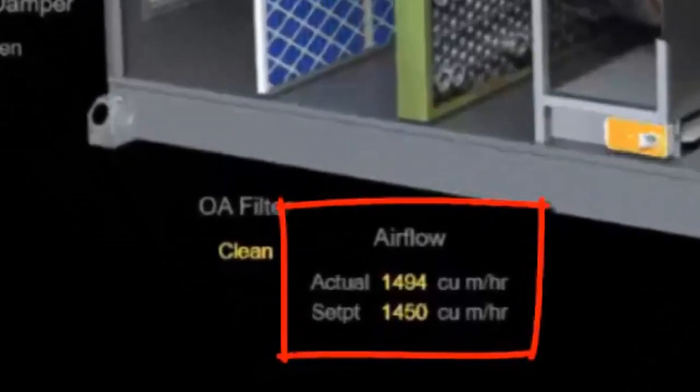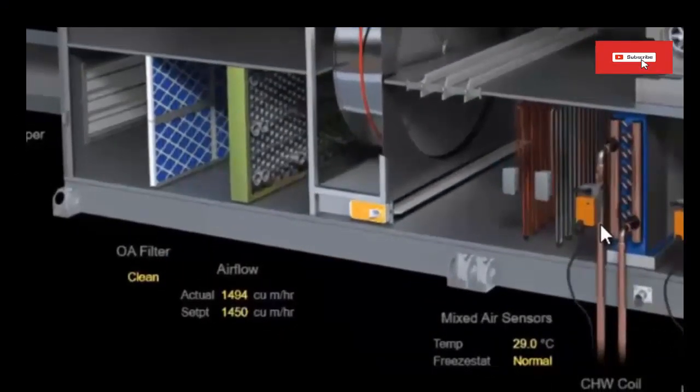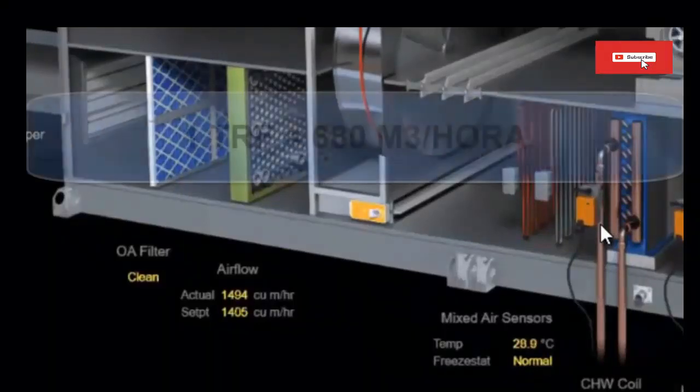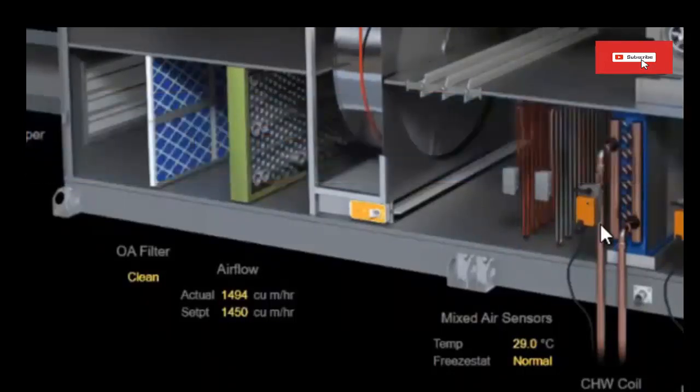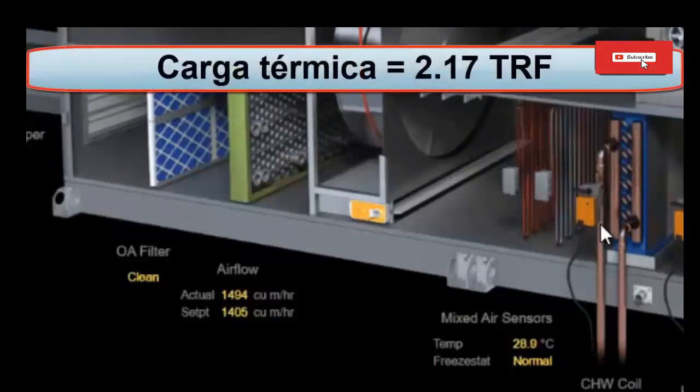3. Airflow handled by the equipment. It is the final flow supplied by the air treatment unit. For this case, it is 1494 cubic meters of air per hour. The minimum value that this system must supply is 1405 cubic meters per hour. If we take into account that approximately for each refrigeration ton the handling unit must send 680 cubic meters per hour, we can affirm that at this moment the thermal load of the sum of the premises is 2.17 refrigeration tons.